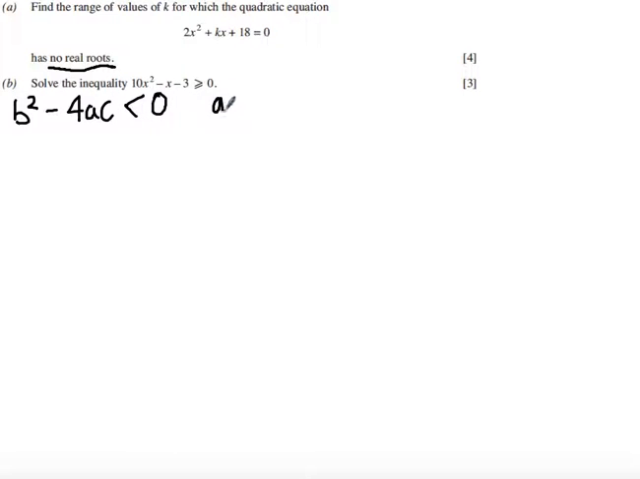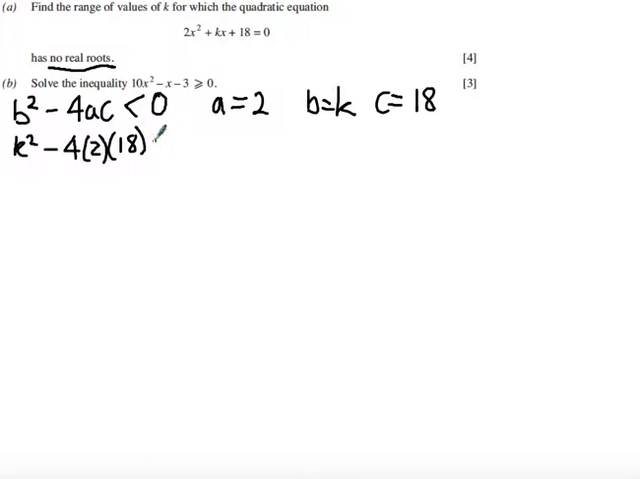It helps sometimes to, in our equation, just identify that a, the coefficient of x squared, is 2, b, the coefficient of x, is k, and c, our constant, is plus 18. So let's substitute that into this property which we've identified, and we've set up an inequality here so that I get k squared minus 4 lots of 2 lots of 18 is less than 0.